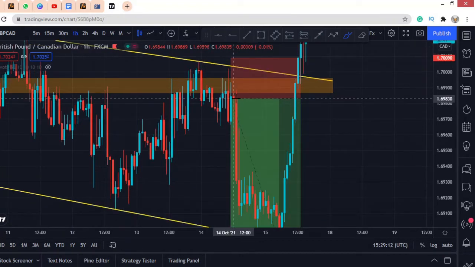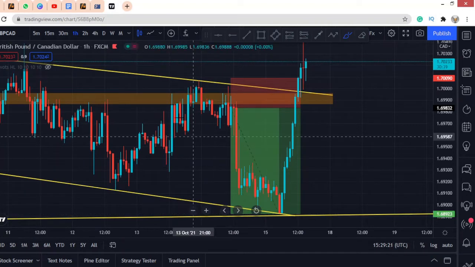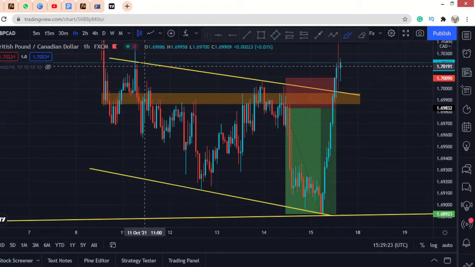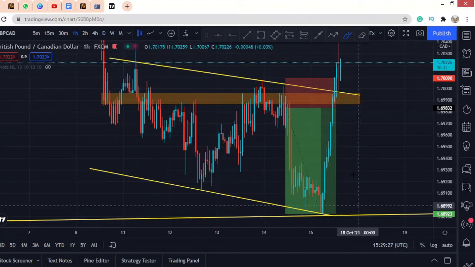So I entered my sell here. I put my stop loss just above this one over here. Then I was targeting this lower place over here. So I drew this trend line because I saw this as a consolidation to the downside.